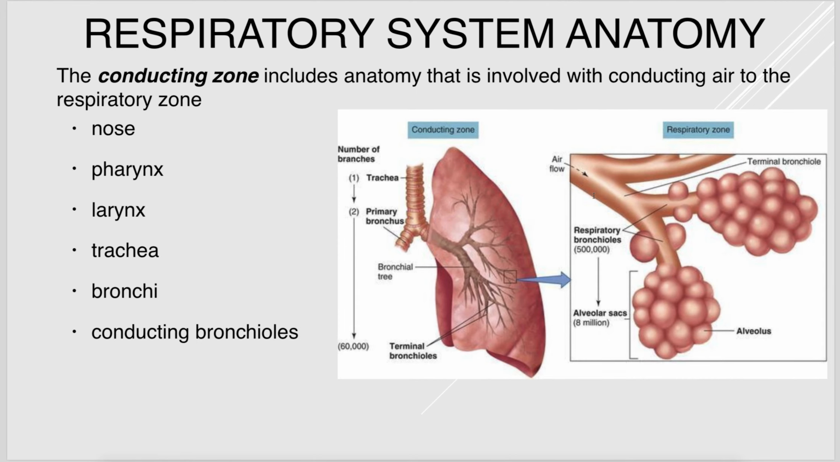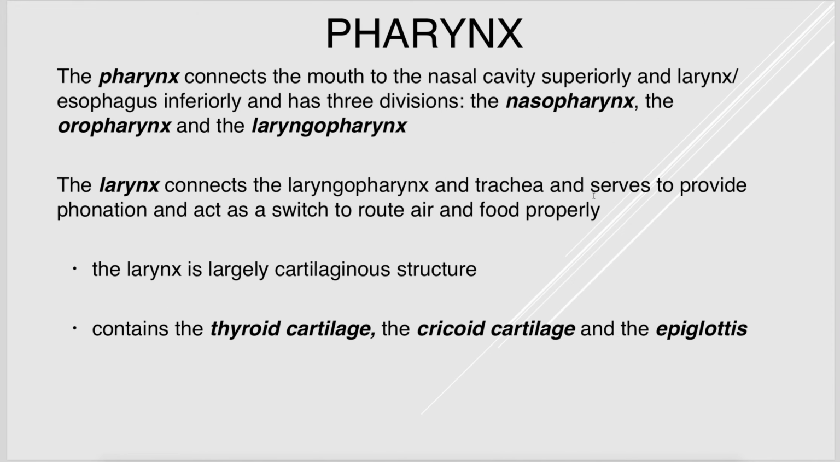Now the conducting zone, these are just structures that get the air to the respiratory zone. Things like the nose and the pharynx and larynx, trachea, and pretty much all of the bronchial tree. So there's no gas exchange here. These are structures that get air to the respiratory zone.